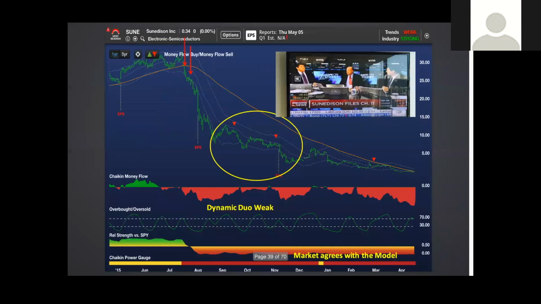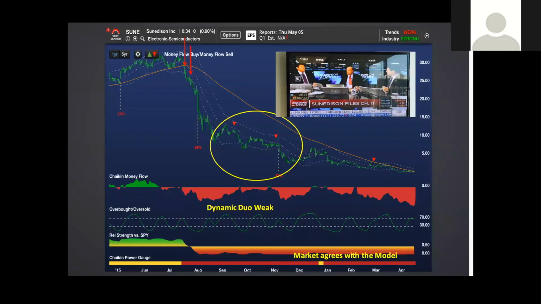Now, a dramatic example of that is this chart of SunEdison, which was a darling of the solar energy business, where the power gauge turned bearish back in June of 2015. This chart ends in April of 2016. The reason it does is the company filed for bankruptcy. Along the way, the power gauge turned bearish. Now, Coca-Cola is not going bankrupt, but it's a very similar pattern, just a more volatile stock here in SunEdison.